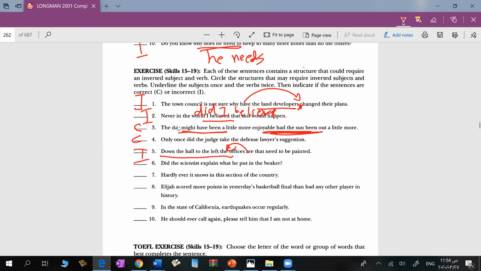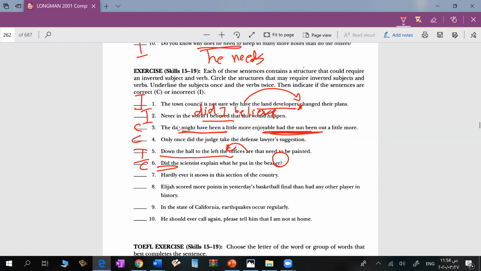Number 6, Mr. Ihab. Did the scientist explain what he did put in the speaker? It's a question, and it ends with a question mark. Verb subject. So what do you think? I think it's correct. Correct.